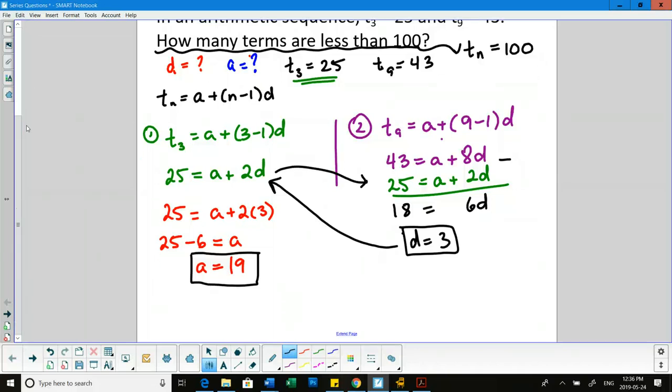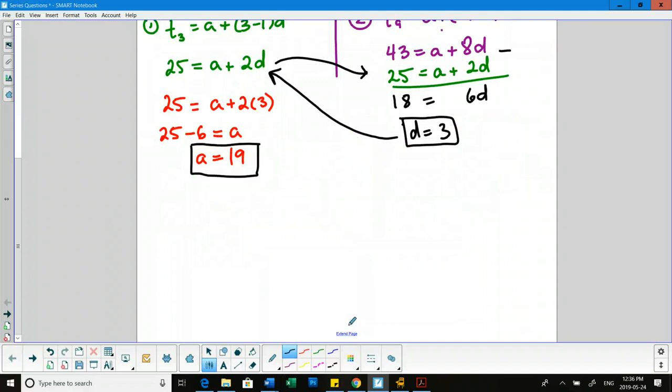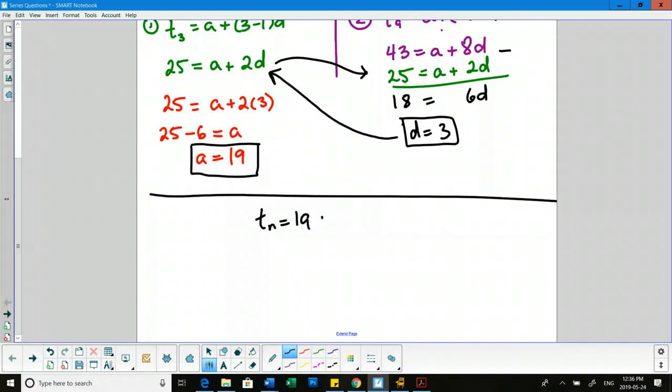So now that I know A and D, I want to know if there's a term that has a value around 100. So this is my general equation.